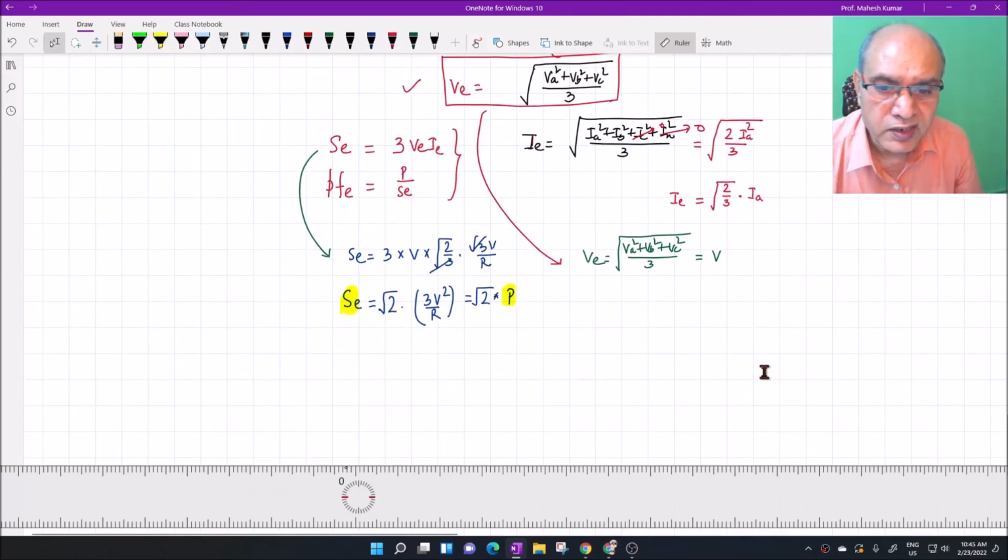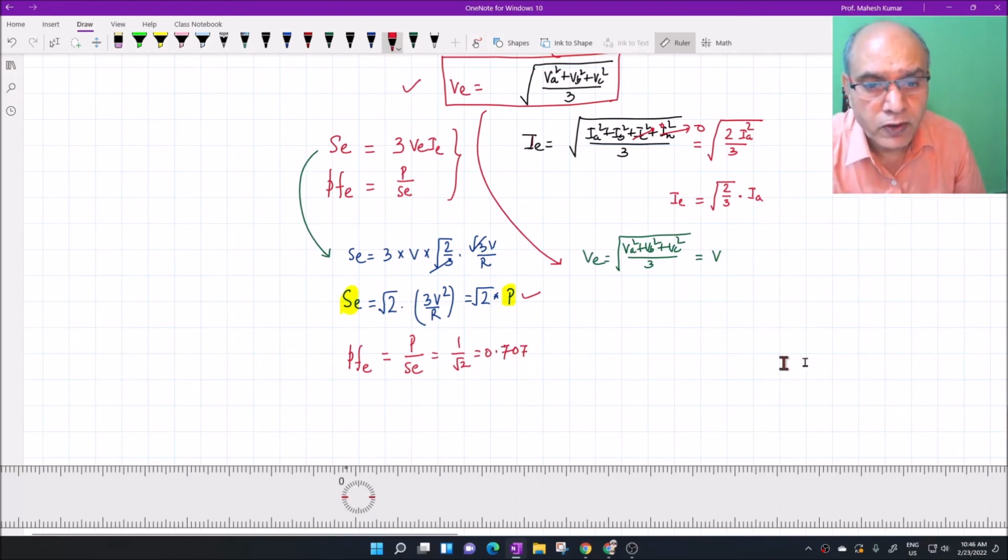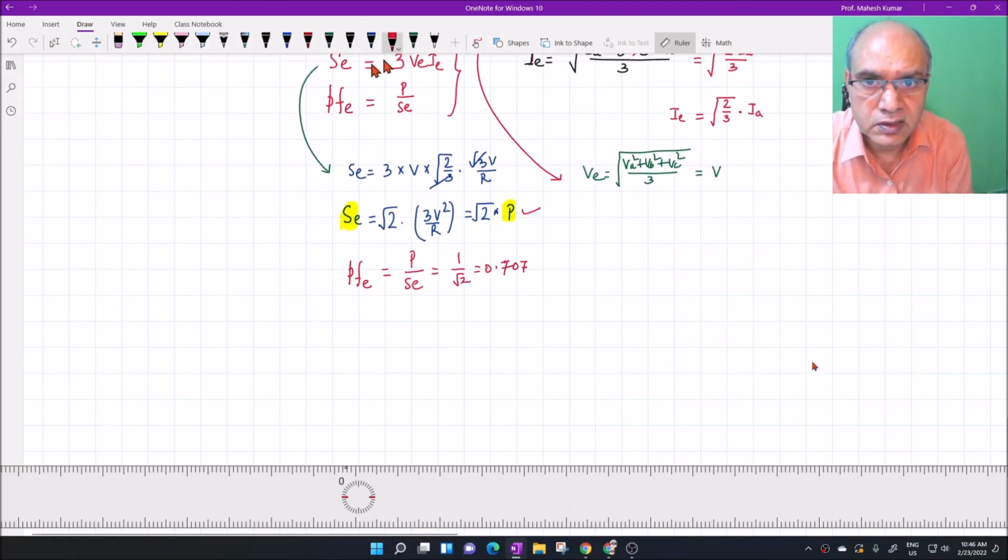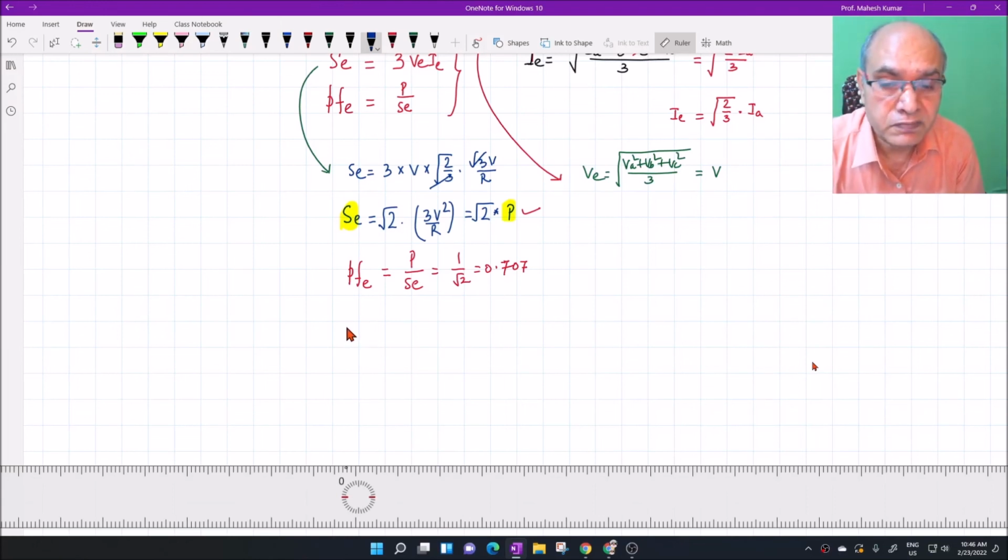Now from this we can find out the power factor based on the effective apparent power, PFE. PF will be P by SE. Now from this equation, P by SE will be 1 by root 2. What is that? 0.707. So now you have 3 power factors for the same circuit. First is the vector power factor, then arithmetic power factor, and then effective power factor based on the 3 definitions of the apparent powers. That is the vector apparent power, arithmetic apparent power, and the effective apparent power.